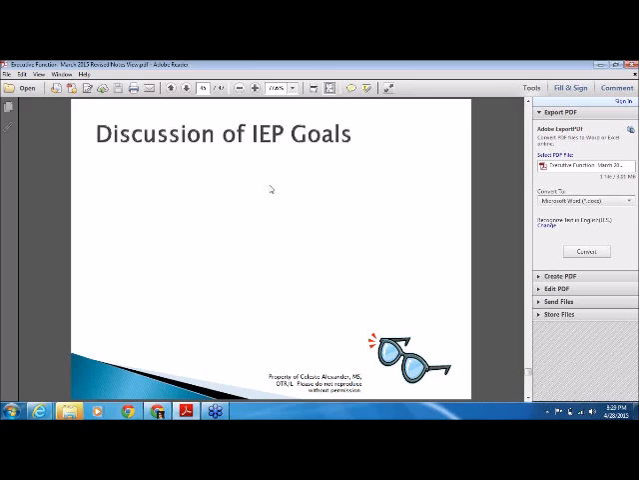So my point in bringing up the slide, even it being blank, is that you don't really write them differently. It's really the approach to treatment that we take that is different.